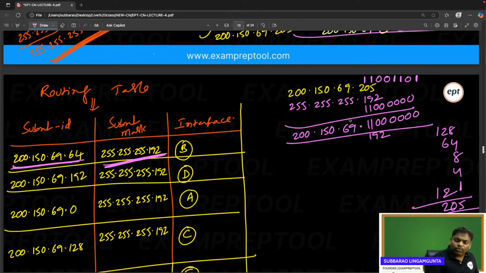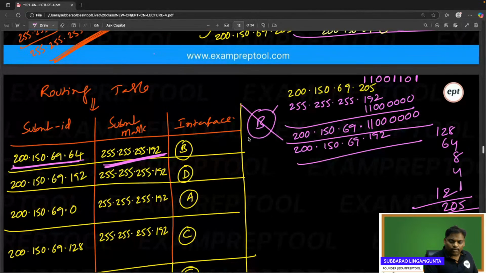When you do end operation, you will get subnet ID. Subnet ID matching is not verified. Not matching. If not matching, I have to go to next one. Okay. So B fail. First row fail. Okay. Let's go to D. Everyone observe.